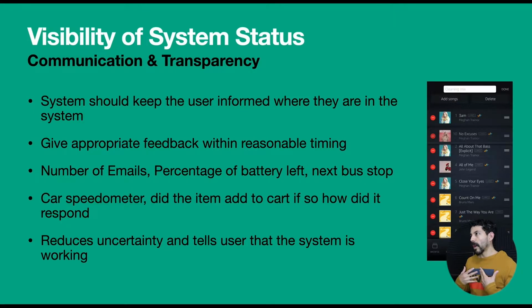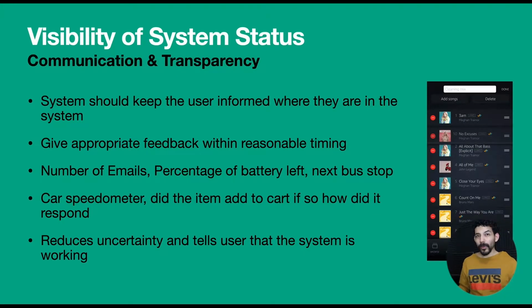Communication and transparency. So what you want in your design, or in your system in this case, I'll be talking about saying system, which basically means the design. So the system should keep the user informed of where they are in the system. So they should know where they're at all times. And you should give a user feedback when it's needed, at the right time.